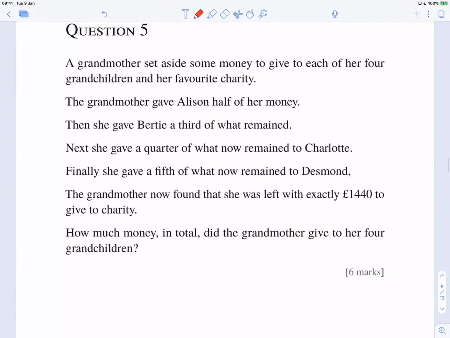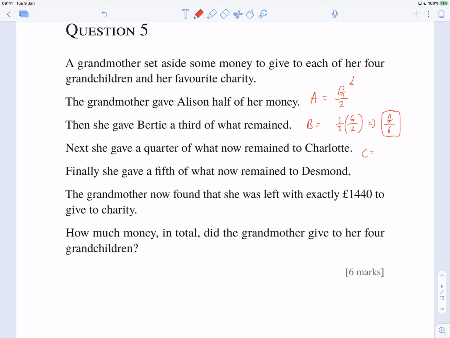Okay, a grandmother set aside some money to give to each of her 4 grandchildren and her favourite charity. The grandmother gave Alison half of her money. So Alison has half of Granny's money. She then gave Bertie a third of what remained. So Bertie, think about it, if half has been given to Alison, then there's only half left, so g over 2, but Bertie's going to get a third of that. So Bertie is actually going to get the total of what Granny had over 6.